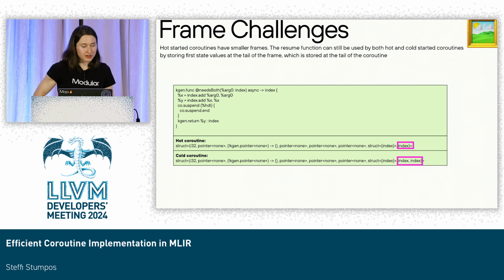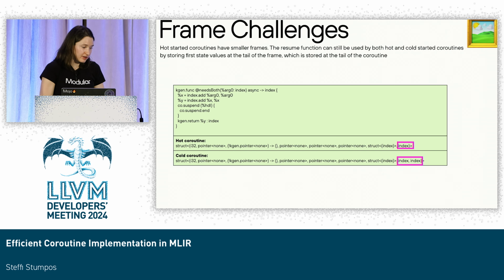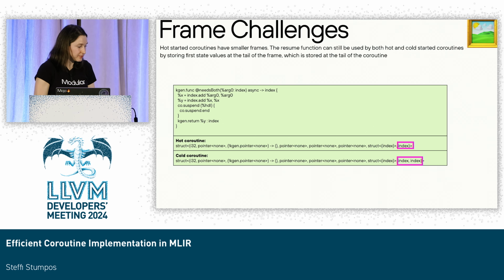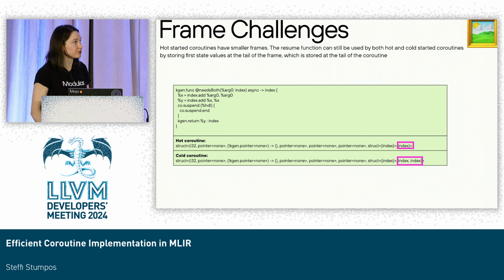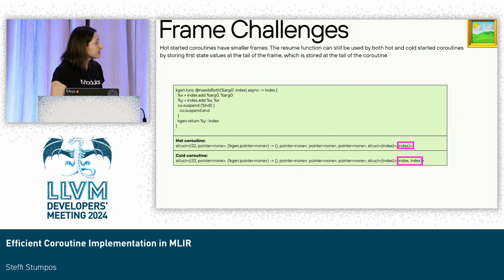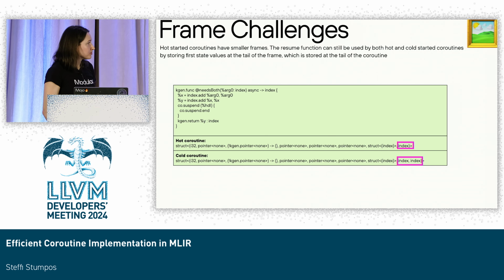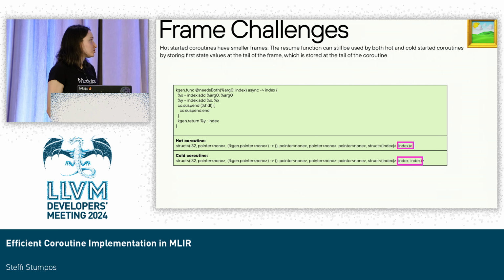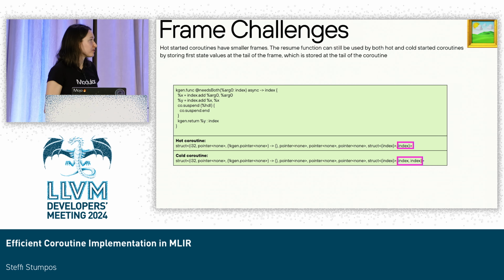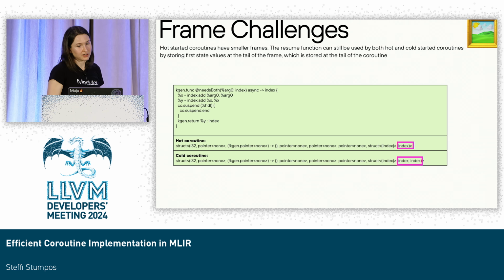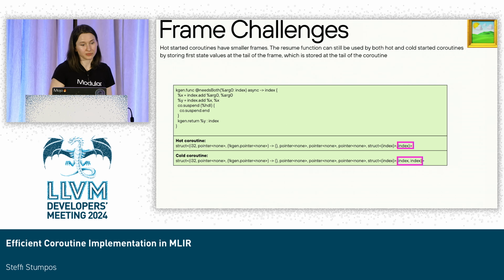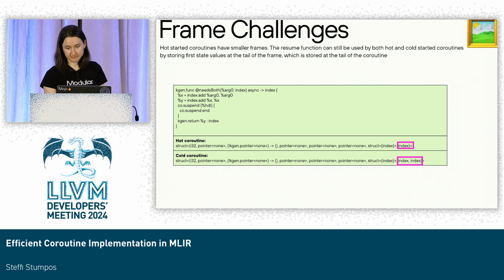Another challenge is that we might have a coroutine that needs both a hot and a cold ramp, but ideally we'd only have one resume function because again, we want to reduce our IR footprint. So to do this, we just store any state that's specific to the transition from the initial state to the first state at the tail of the frame, and that way we can just cast it to the larger size in the first state, which is only reachable from a cold started coroutine.